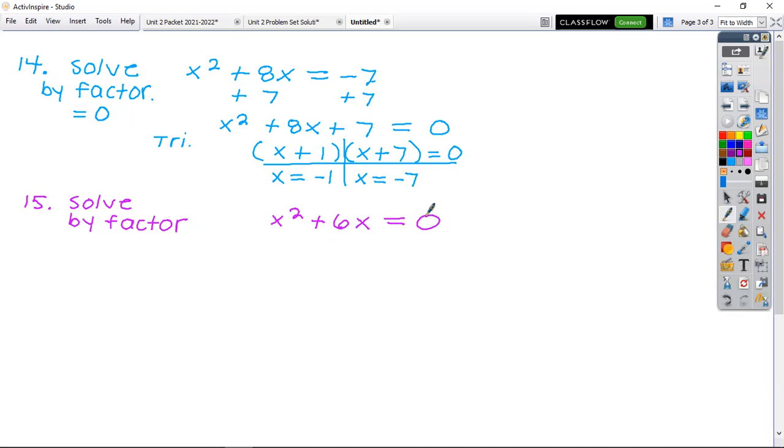What type of factoring is this one? GCF, nice eye. I take out x, I'm left with x plus 6, and then I T-chart these. So right down the middle, first answer is 0, second answer is -6.